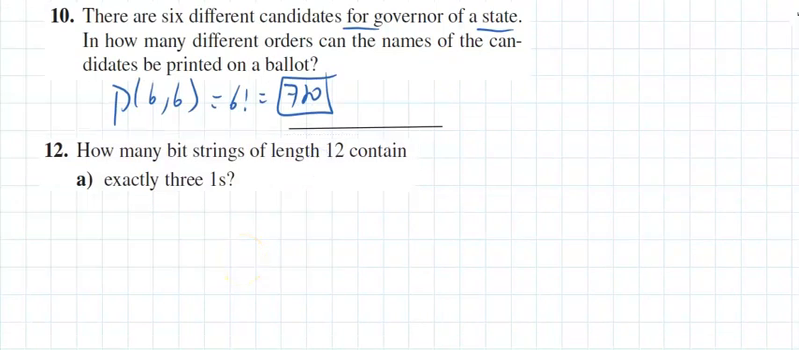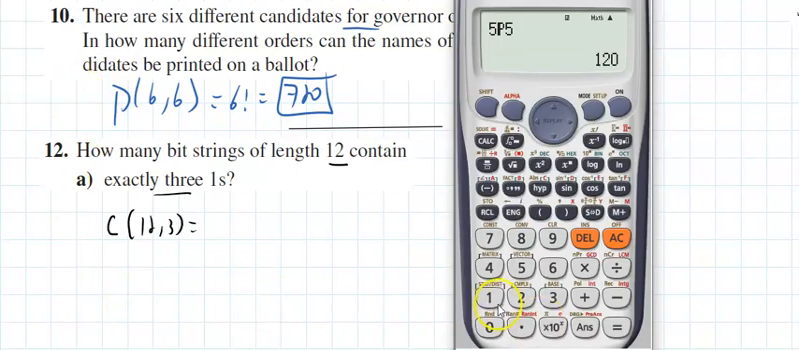Now, changing slightly. Number 12. How many bit strings of length 12 contain exactly 3 ones? Well, it doesn't matter where the ones come in. So out of 12, choose 3. 220 ways.